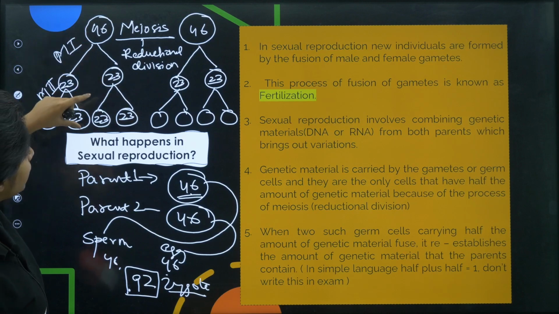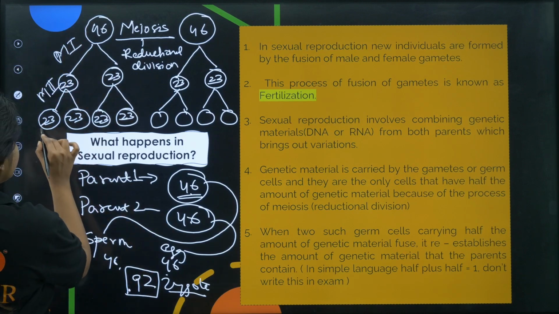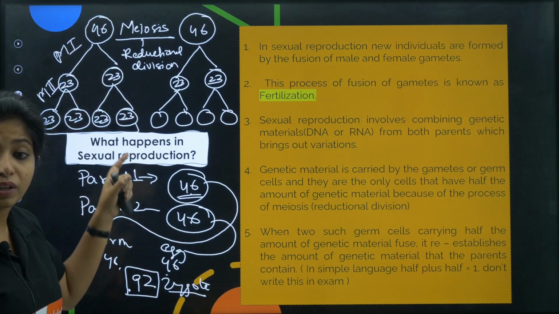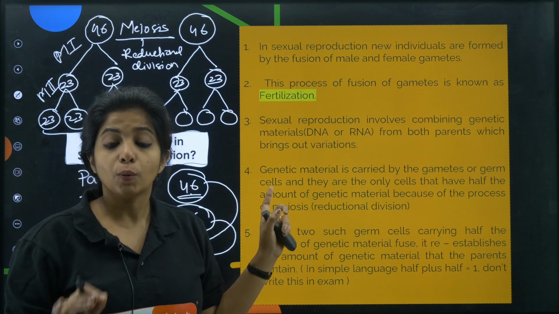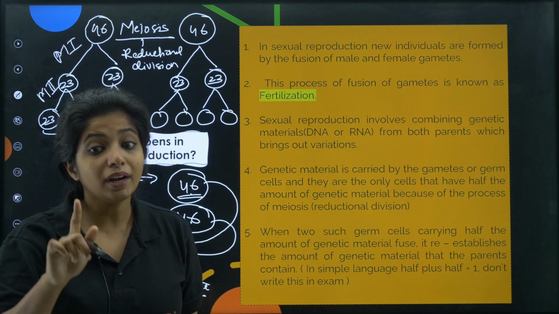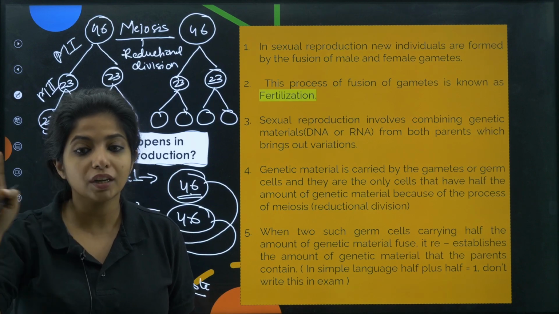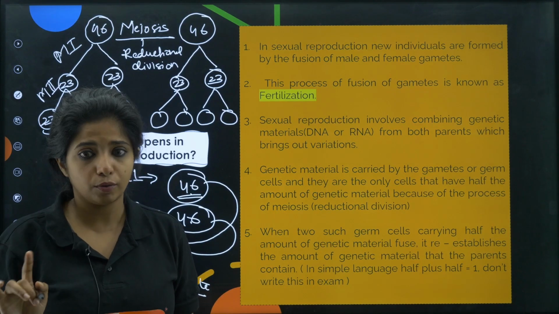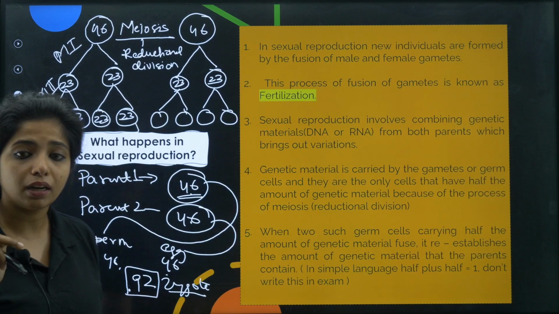Okay, so this is the parent which is going to produce sperm. All these cells are going to form sperms. All of them are going to have 23 chromosomes. Sorry, not 23 pairs of chromosomes, 23 chromosomes. 23 pairs means 46 chromosomes, 23 into 2. So don't make that mistake. They have 23 chromosomes.